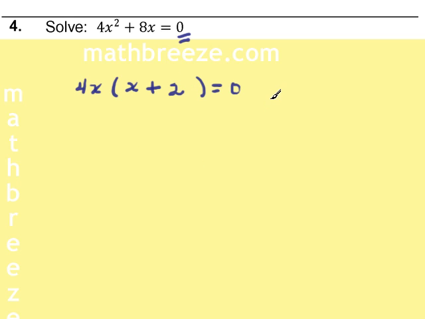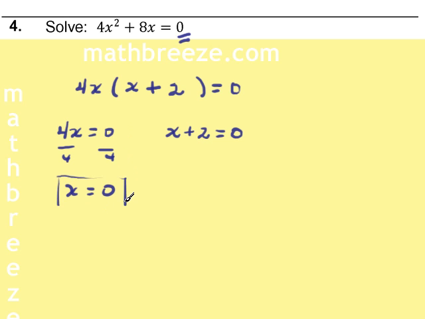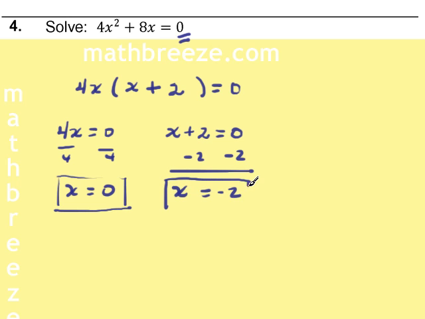So now we want to set each factor equal to 0 and solve. Here just divide both sides by 4, and we have x equals 0. 0 over 4 is 0. So that's one solution. And here solve for x, and we get x is equal to negative 2. So those are our 2 solutions, 0 and negative 2.